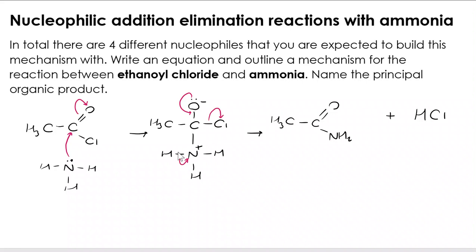Now that is going to take us to what we see here, which is an amide, something that you will see in the amine topic, and you'll learn more about the naming of those in there. But we're also making HCl, and again we can see that we're losing the H in the ammonia and we're losing the Cl from the acyl chloride, and they're coming together to make HCl.